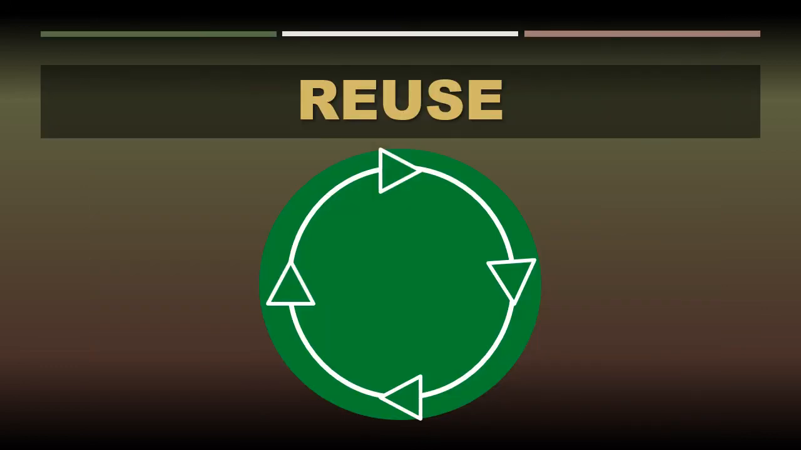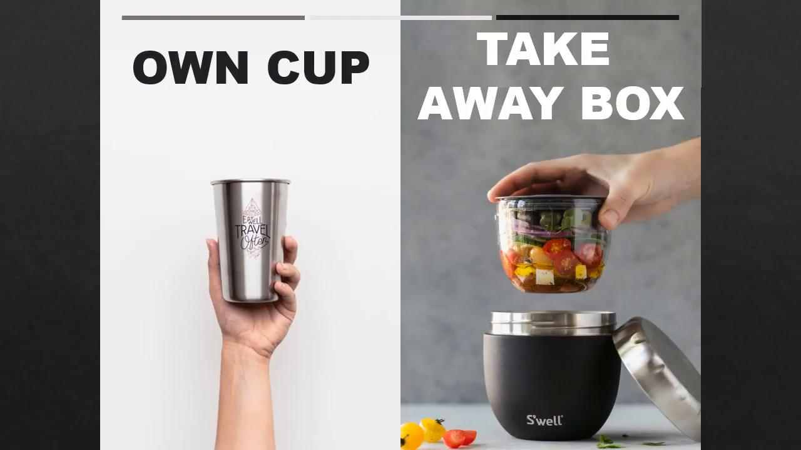The second R is reuse. The main part of reuse is to make worthwhile use of a product as long as you can, instead of buying new. Reuse can start easily from your simple things, which we'll explain further. You can see that reuse can start with simple things such as bringing your own cup or takeaway box.